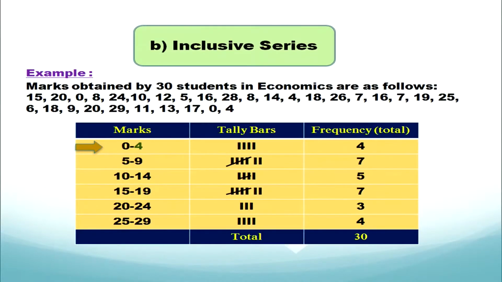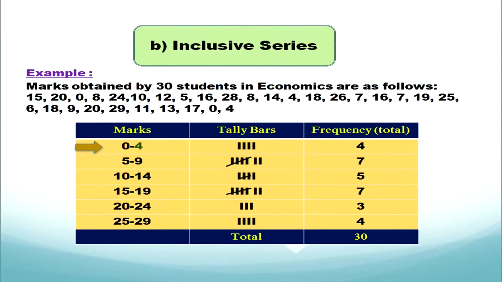Over here, the difference from the exclusive series is that both the limits are being counted, whereas in the exclusive series only the upper limit was not counted. Let us see. So, this time we are going to count 0, and then we will see 4; 4 will also be counted. Likewise, we get 4 tally bars, 1, 2, 3, 4, and the frequency becomes 4.